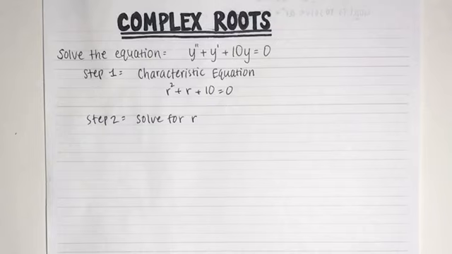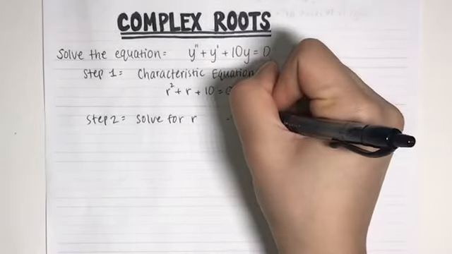The next step is to solve for r. Usually you would use simple factoring methods, but we can tell by the equation that we have that no product of 10 will add to give you 1. So we know that we need to use our quadratic formula.